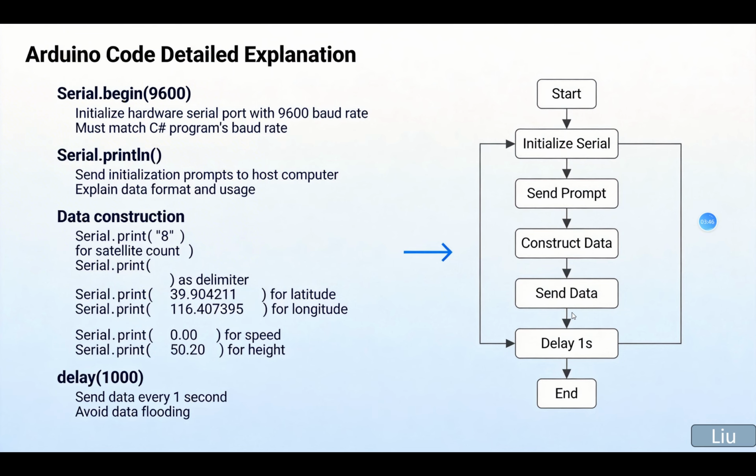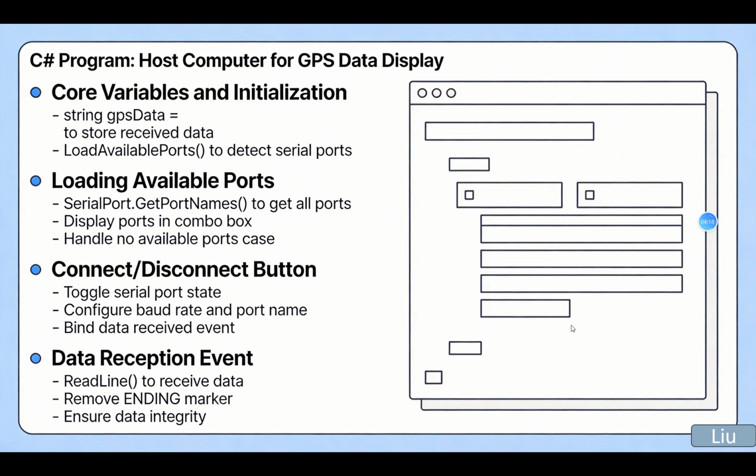Okay, so the Arduino code detail explanation. Firstly, we use the 9600 baud rate to initialize the hardware serial port, then send the initialization prompt to the host computer and explain data format and usage. And the delay is every 1 second in the data.